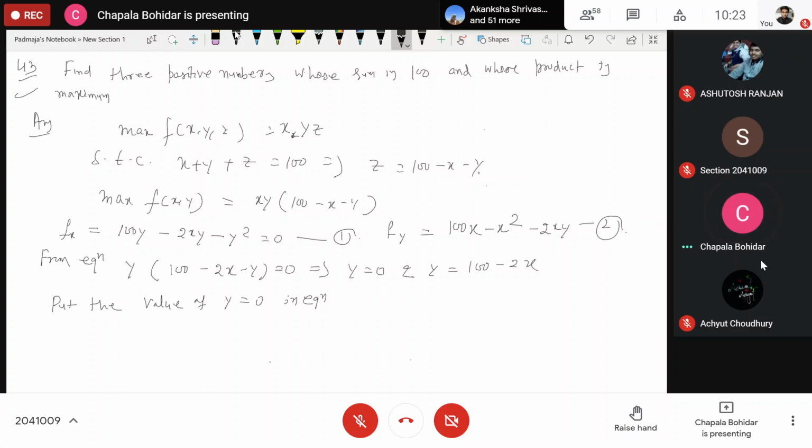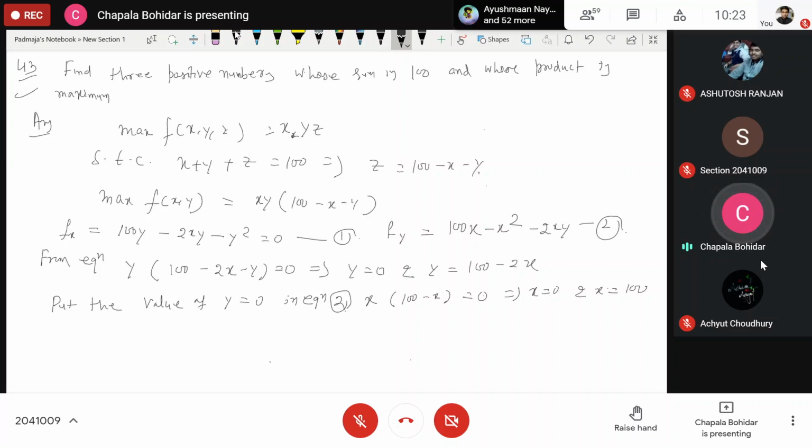Equation 2. What is 2? So what we get here is y is equal to 0. This part becomes 0. So by taking x common, it is 100 minus x equal to 0. This implies x is equal to 0 and x is equal to 100. Okay. x is equal to 0 and x is equal to 100.